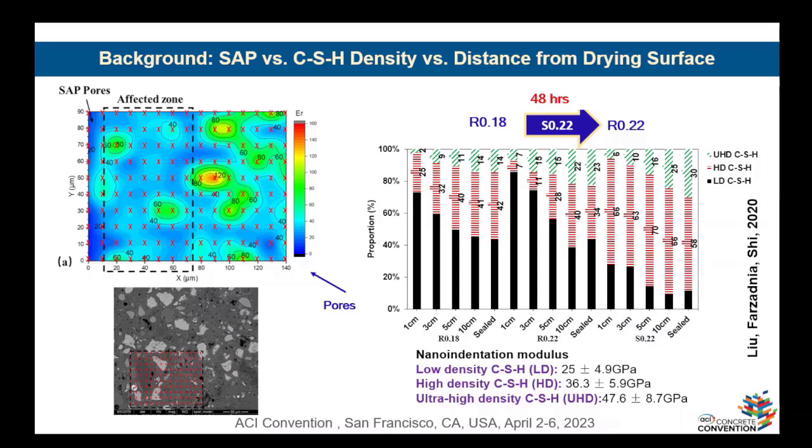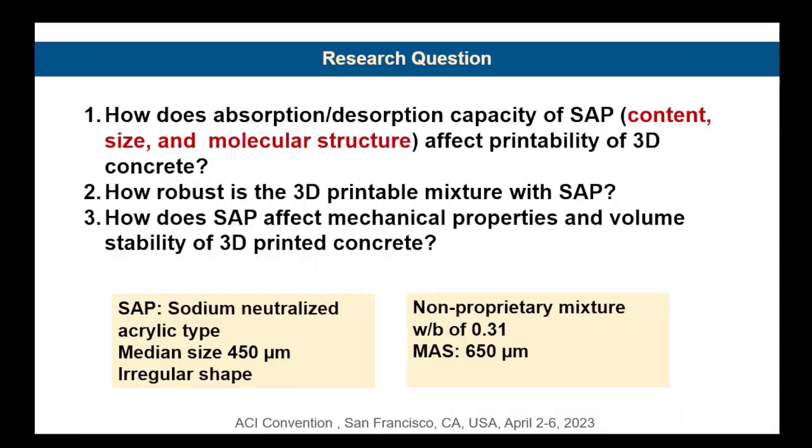So I don't want to talk more about that, but we did extensive research using nanoindentation technology to show how this calcium silicate hydrate changes in density with the distance from SAP. So technically, this shows how SAP can help strengthen the calcium silicate hydrate in the mixture. As a continuation of our previous study, and to apply the advantages of SAP, we thought it was a good idea to use SAP in 3D printing.